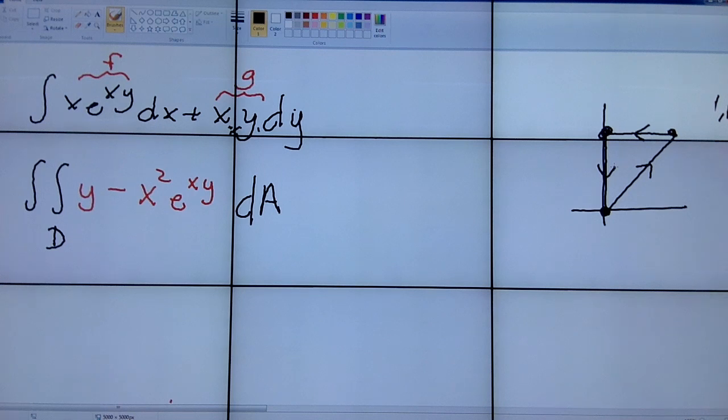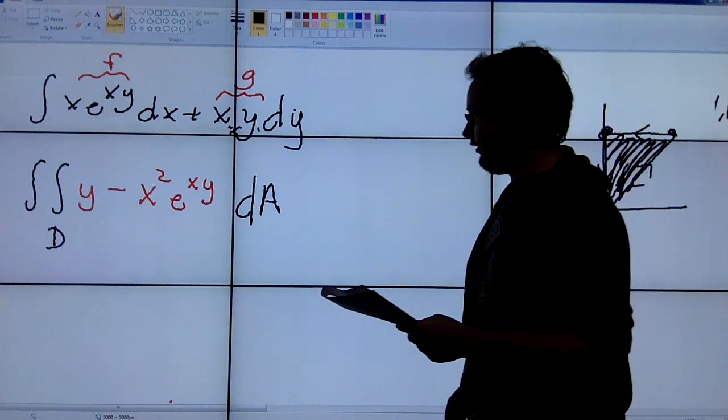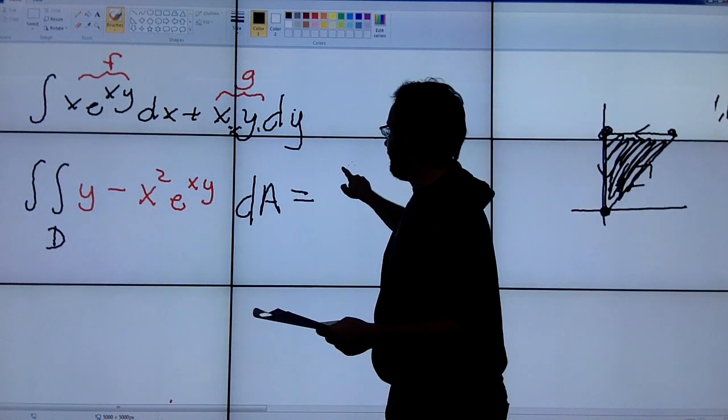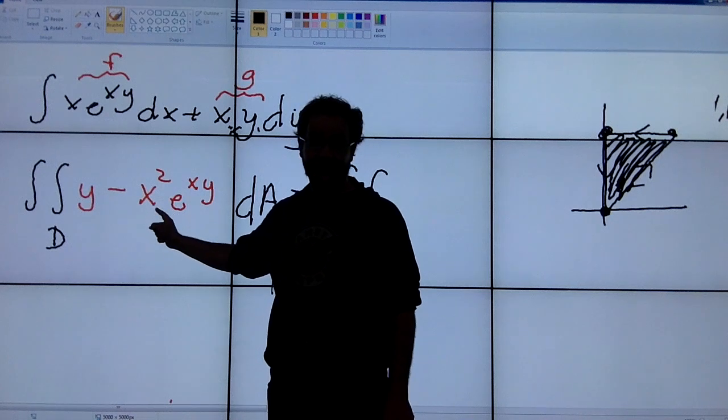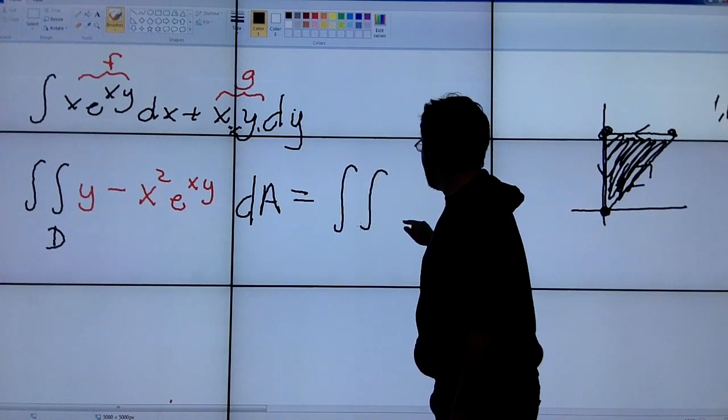So it's a counterclockwise orientation, but instead of integrating the vector field over the curve, we integrate partial g partial x minus partial f partial y over the interior of this region. So let's set up a double integral. What do we want to integrate with respect to first? I'm going to integrate with respect to y first because I don't want to integrate that with respect to x. It's not going to be pretty.